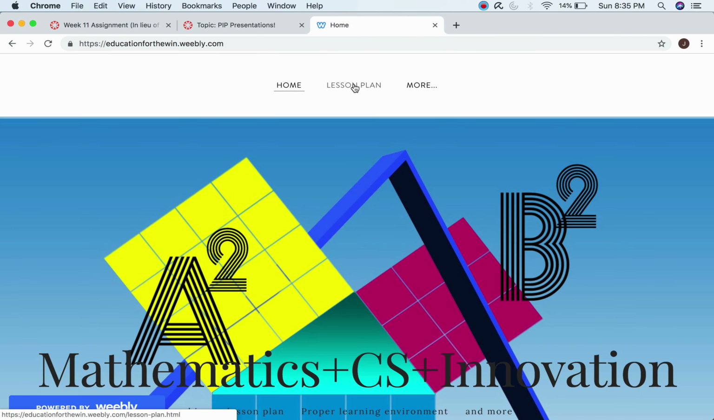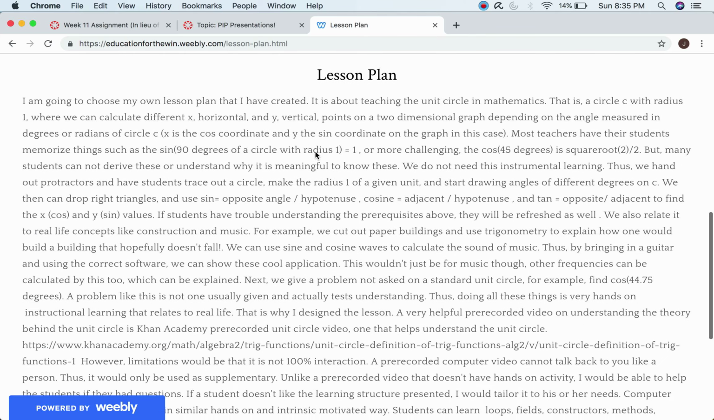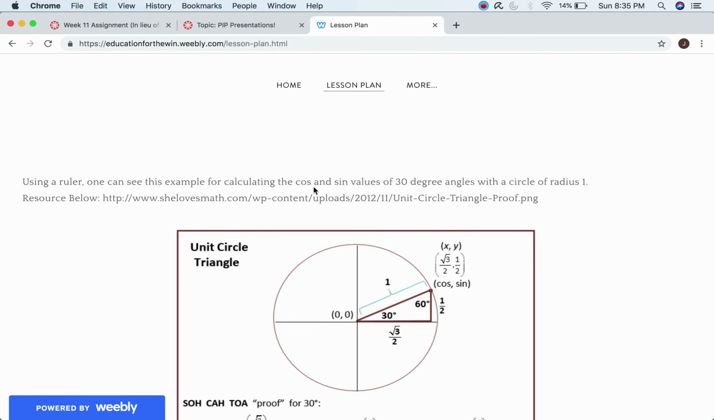Math, more math related, but there's some other stuff. You can see my lesson plan here. It's on the unit circle and a fun way to teach a topic that's generally taught boringly.